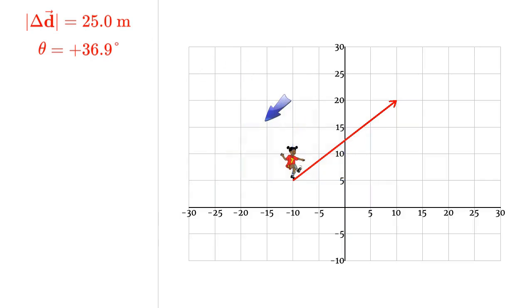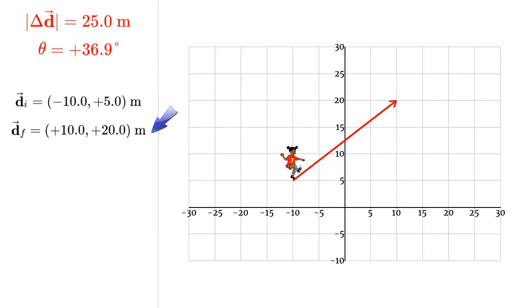There's some other measurements we can make from the diagram as well. We can record the coordinates of the tail of the vector, which represents the initial position of the soccer player. So in this example, her x-coordinate is negative 10 meters, and her y-coordinate is positive 5 meters, so we can record that. Looking at the tip of the vector, the coordinates there tell us her final position. In this case, her final position has an x-coordinate of positive 10 and a y-coordinate of positive 20, so we can record that as well.